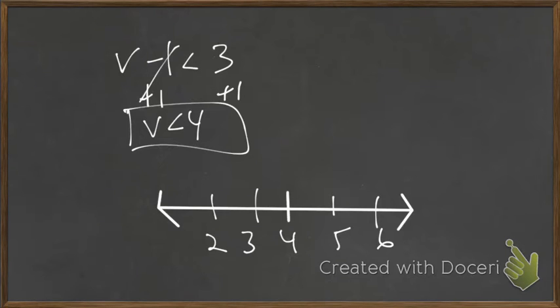Open or closed? Open, because 4 doesn't work. Less than? Left. So let's pull an answer from my number line. 2 billion. Negative 2 billion. Is it less than 4?